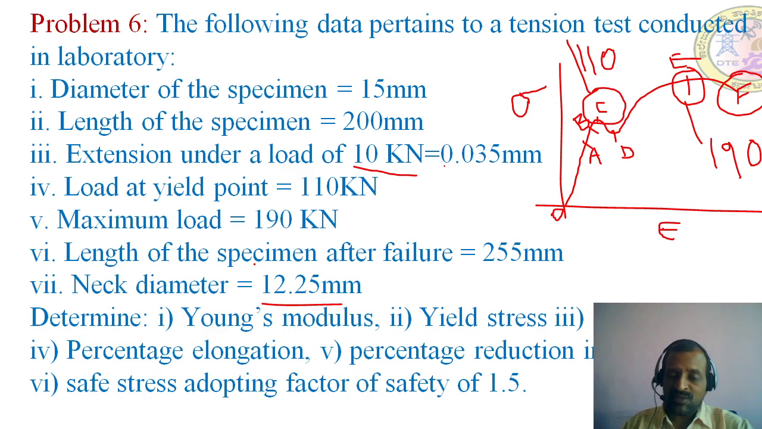As you keep testing, the diameter becomes 12.25 mm and at last it breaks, so the diameter at the neck is 12.25 mm. Using all this data, what he is asking you to find out is Young's modulus, yield stress, ultimate stress, percentage elongation, percentage reduction in area, and safe stress adopting a factor of safety of 1.5. So mark this problem as very important. This problem is repeatedly asked in the question paper, so note it down.